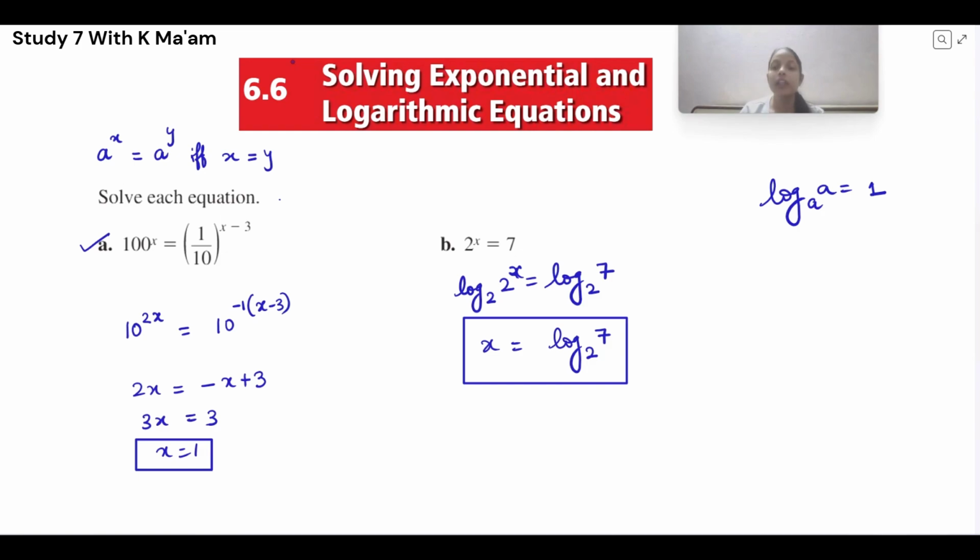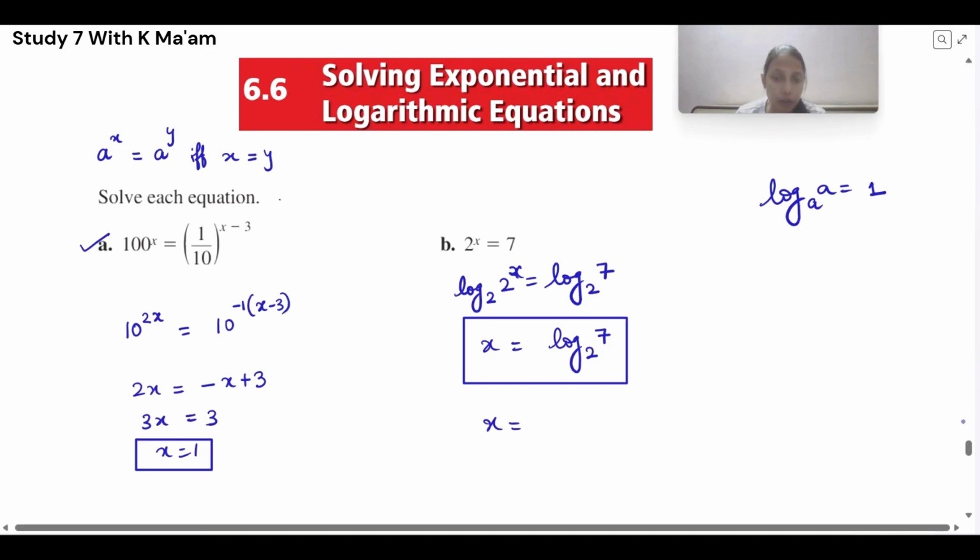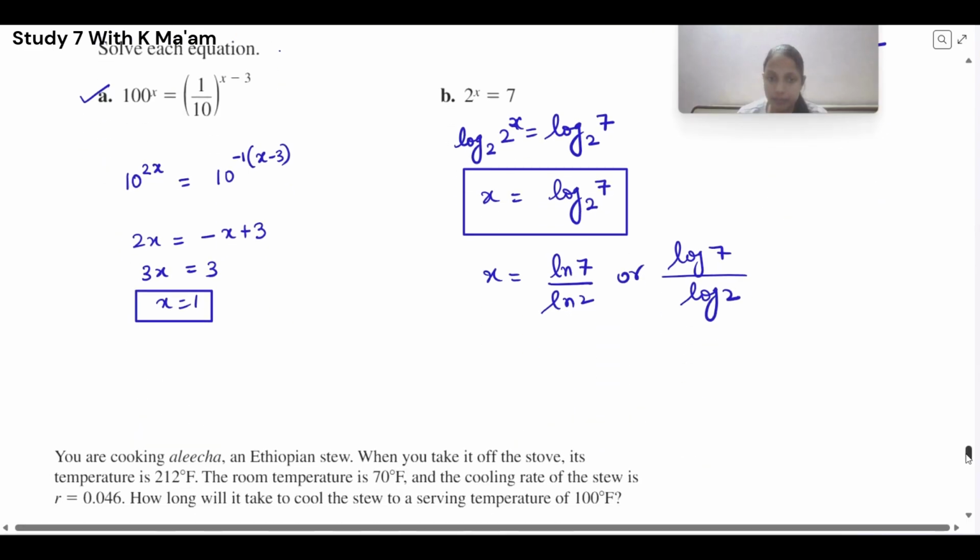You can simplify it more, or if your calculator is not allowing you to use this type of base, you can convert into natural log, like ln 7 over ln 2. Or you can write log base 10 of 7 over log base 10 of 2. All will give you the same answer.